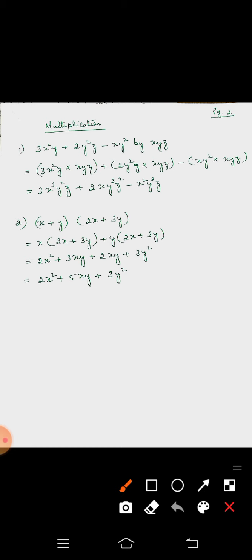Okay, now here you have 2x square, there is only one term, therefore you need to write it as it is. Whereas here you have 3xy plus 2xy, they are similar kinds of terms. These need to be added and it becomes 5xy, and 3y square, that is only one term, you write it as it is.